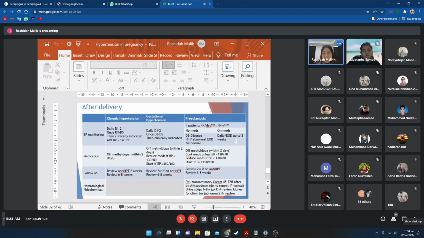So about preeclampsia, as you know, they have proteinuria. They can also have hematological abnormalities. So you repeat the investigation at 48 to 72 hours, but if it's normal, you do not need to repeat that again. But the urine, you will need to check at about 6 to 8 weeks.